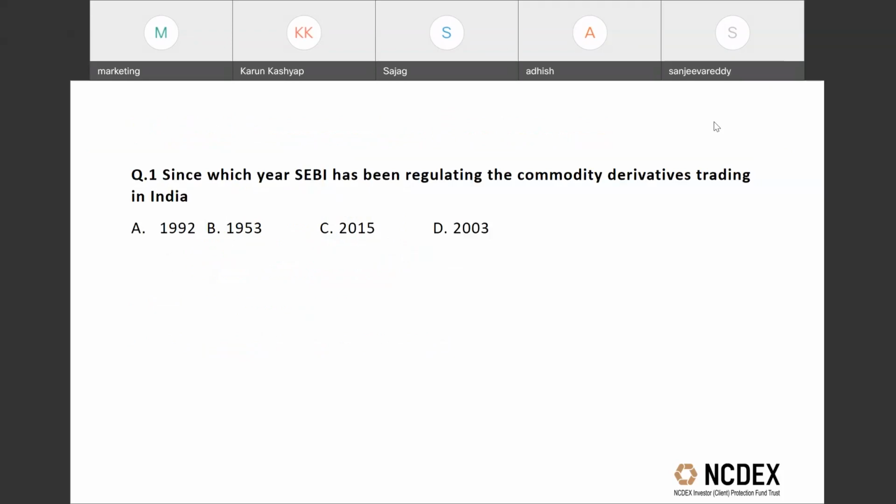I have one query just to make this session interactive. The question is, in which year did SEBI start regulating commodity derivatives? You may answer in the chat box also.